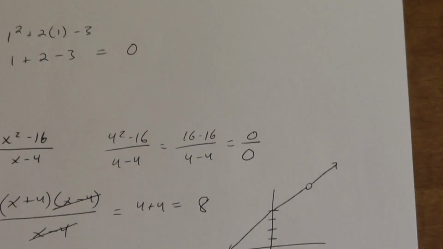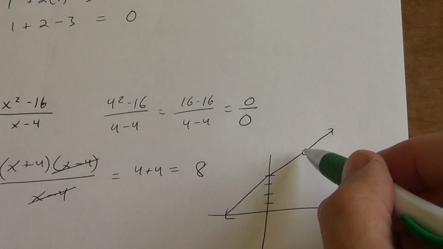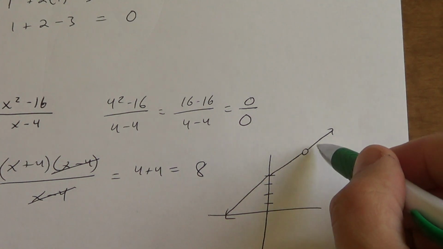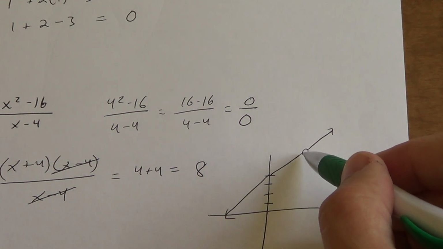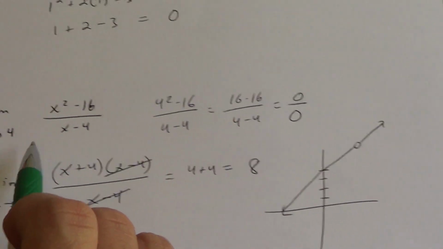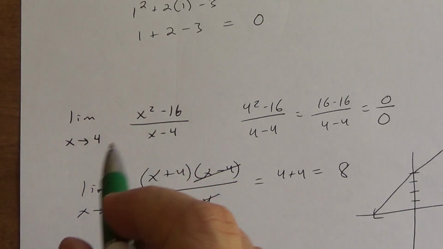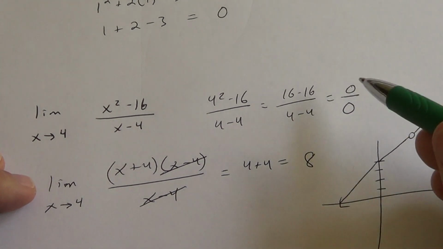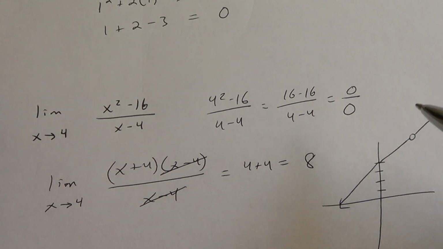Okay, that's basically what we're looking at. And right here at (4, 8), we would have a hole in our graph. So as x approaches 4 from the left or from the right, the y value is getting really, really close to 8. When it actually gets there on the original, we get 0 over 0, so it's undefined. Remember I said 0 over 0 can equal anything. In this case, it equals 8.